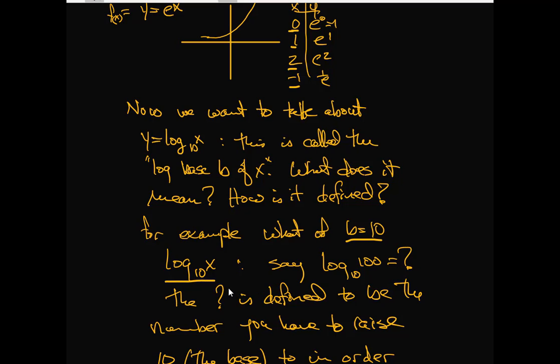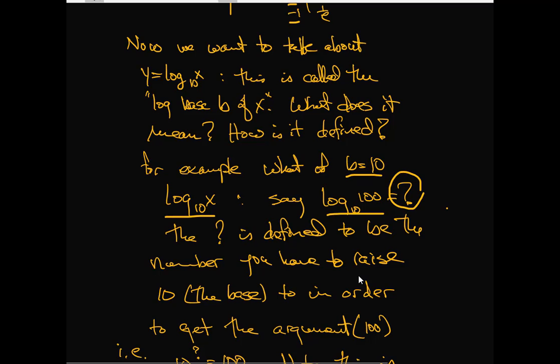And so if we ask, for example, what is the log base 10 of 100? So how do we do that? So maybe you remember how to do this. Maybe you remember what the answer is. The question mark is defined to be the number that you have to raise 10 to get 100. So what do you have to raise 10 to get 100? So it's pretty clear that you have to raise 10 to the second power to get to 100.